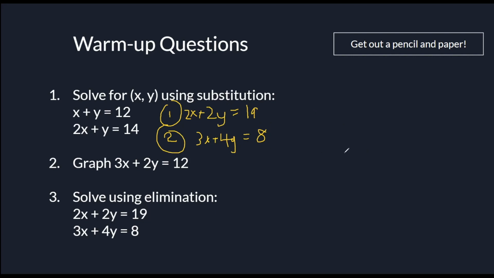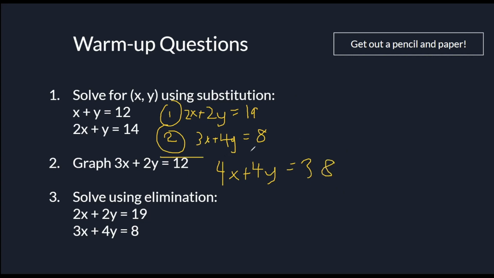Any ideas? How about you, Anthony? Oh, Mary, you're raising your hand. We can multiply equation 1 by 2. So we get 4x plus 4y equals 38. And then we can subtract the equations.